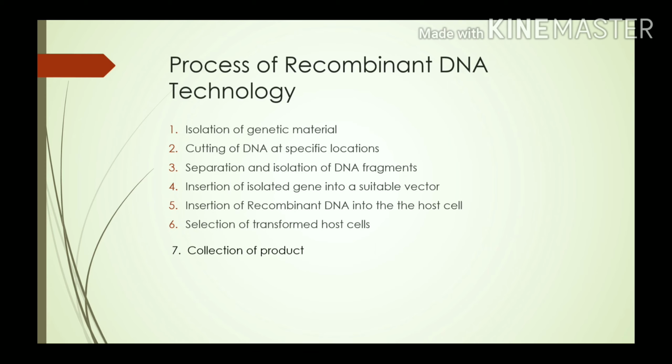The process of recombinant DNA technology. First step is isolation of the genetic material. Second, cutting of DNA at specific locations. Third, separation and isolation of DNA fragments. Fourth, insertion of isolated gene into a suitable vector. Fifth, insertion of recombinant DNA into the host cell. Sixth, selection of transformed host cells. And seventh one is collection of the product.